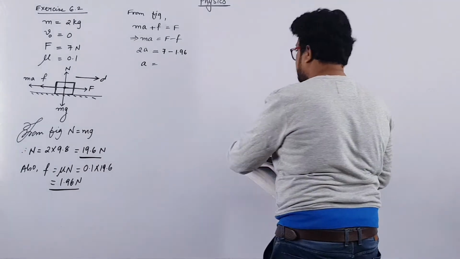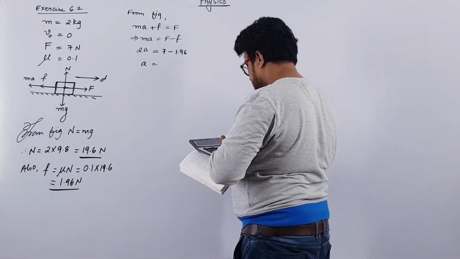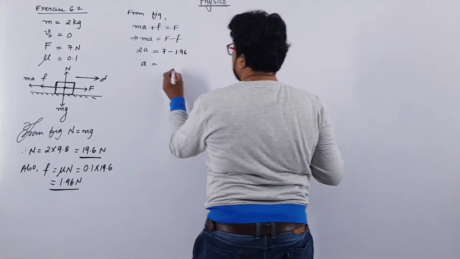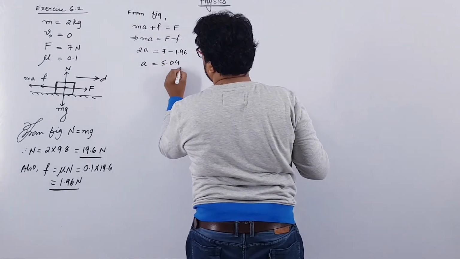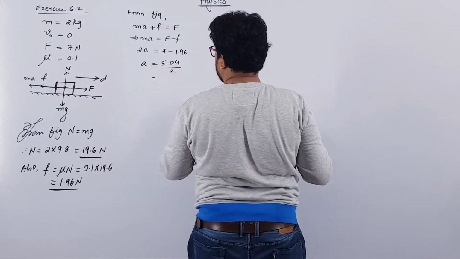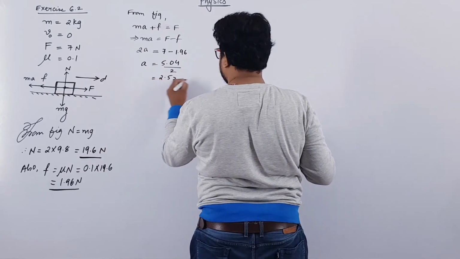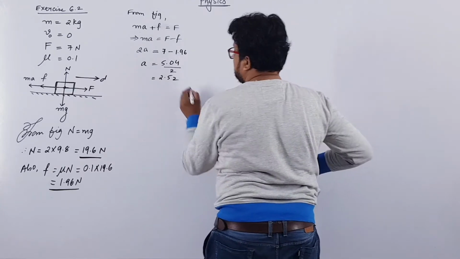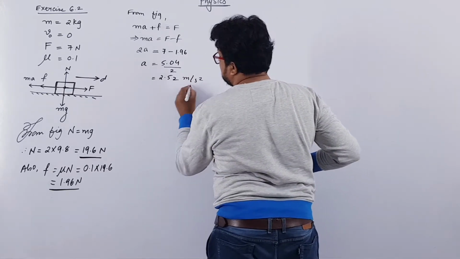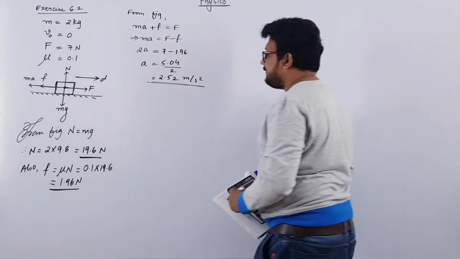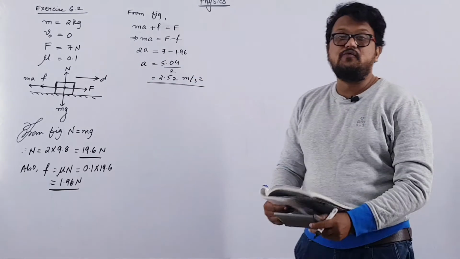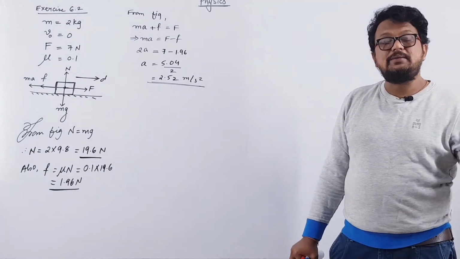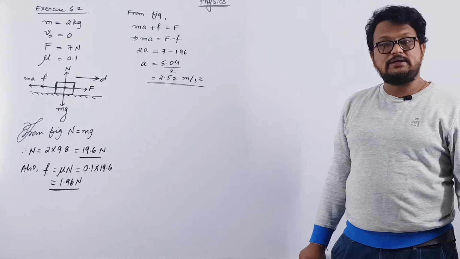But let us use the calculator. 7 minus 1.96 will give you 5.04. Divide by 2 will give you 2.52 meter per second square. This will be the acceleration of the body. Now we want to find the work done in 10 seconds, which simply means that you should know the displacement of the body in 10 seconds.